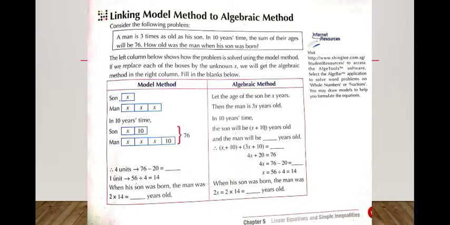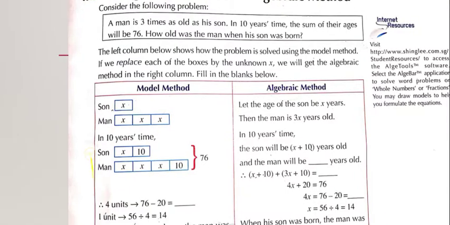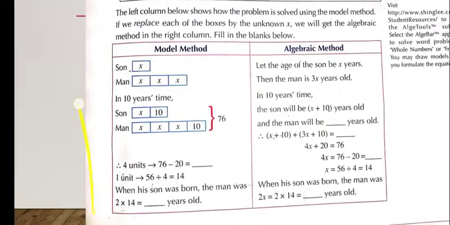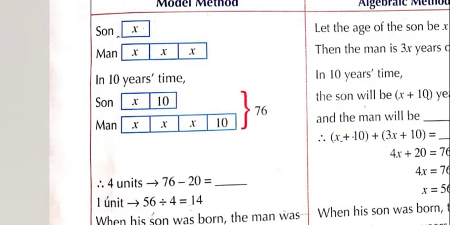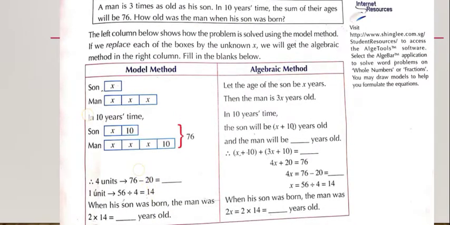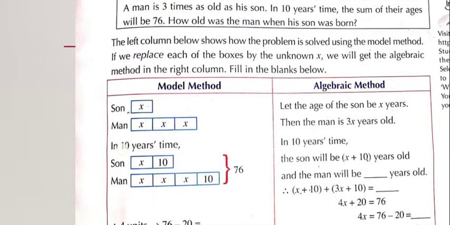Now, because it says that the man is 3 times as old as his son, in the model method you will draw 1 box for the son and 3 boxes for the man. In 10 years' time, the sum of their ages will be 76. So you add 10 to the first box and add 10 to the 3 boxes for the man, and their sum will be 76.